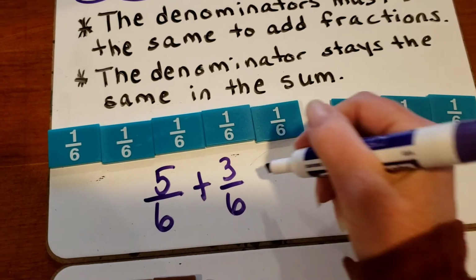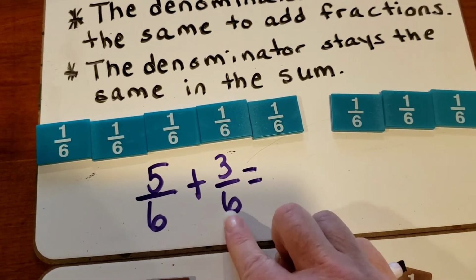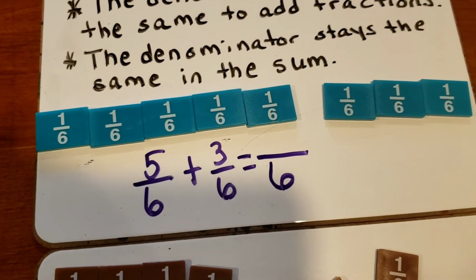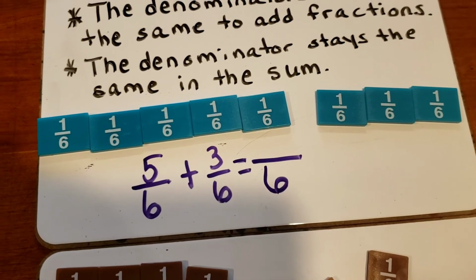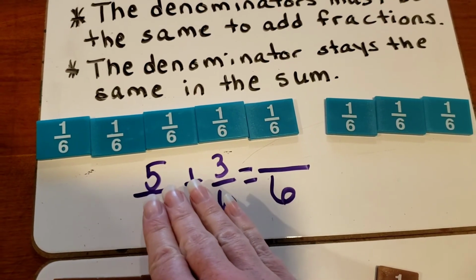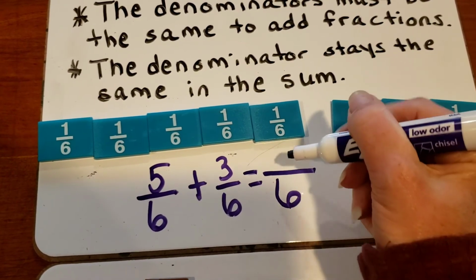Now, when I'm adding, again, the first thing I do is I look at my denominators. I have 6, so I'm bringing it right over into my sum. The next thing I do, I'm going to add my numerators. Again, cover the denominators if it's confusing. 5 plus 3 is 8.